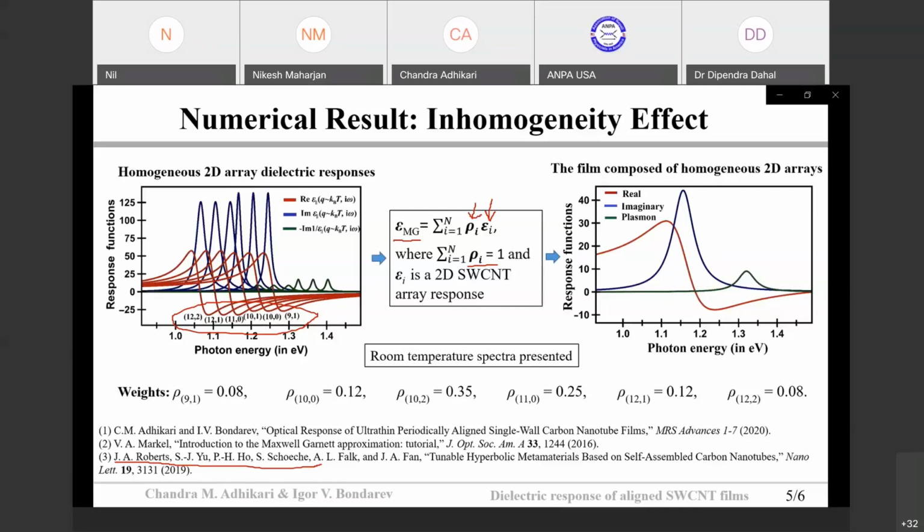This negative refraction band, you can see, is even wider than the negative refraction band for a single homogeneous 2D array. And we believe that this is because of the exciton-plasmon coupling present in the inhomogeneous array of the carbon nanotube. This has already been published in Materials Advances 2020. If you are interested, please have a look at that publication, or if you want to talk with me, I'll always be happy to talk about that.